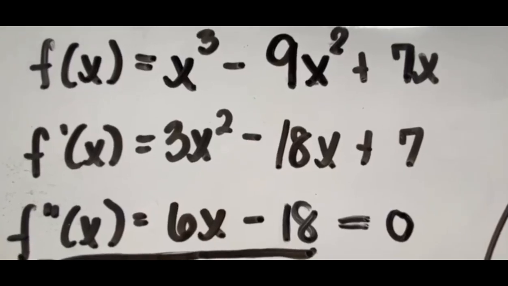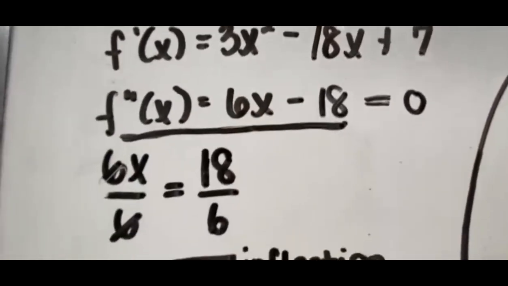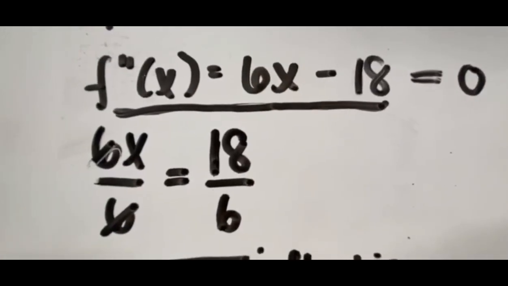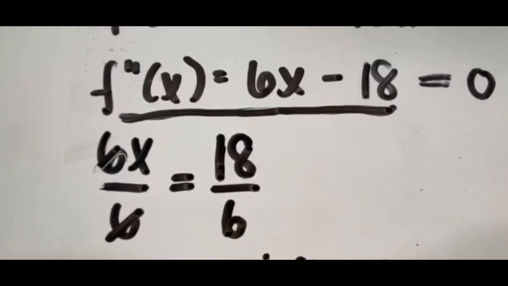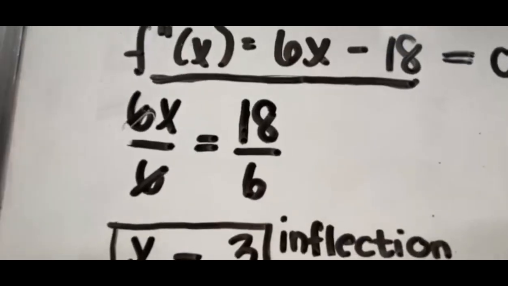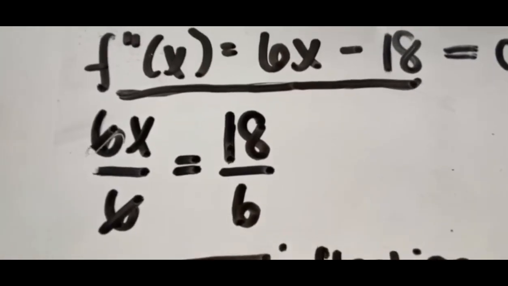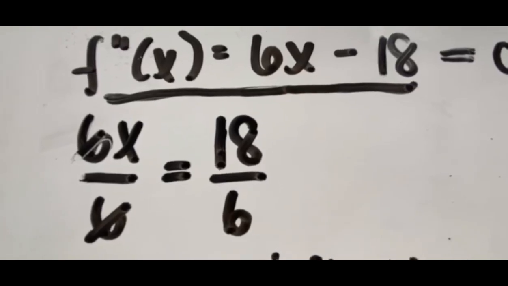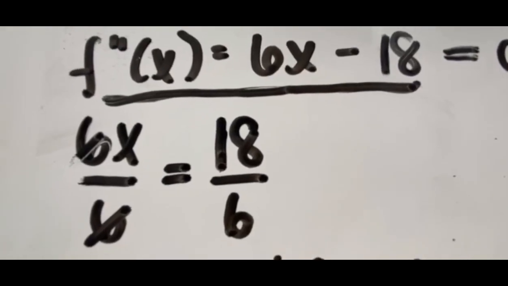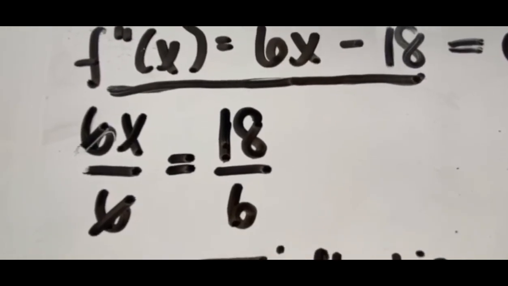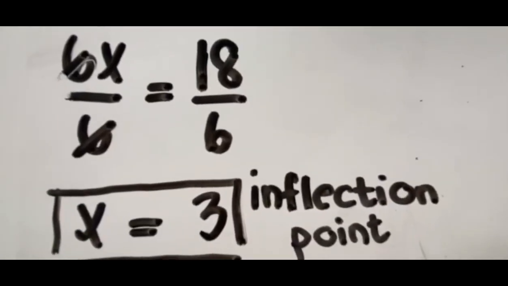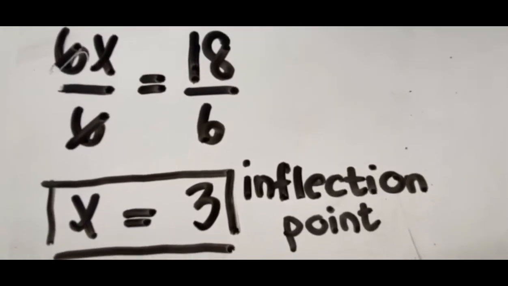In order to find the point of inflection, you need to divide the first term by itself. 6x over 6, cancel out 6, so the x will remain. x is equal to 18 over 6. 18 divided by 6 is 3. x is equal to 3. That is the inflection point.